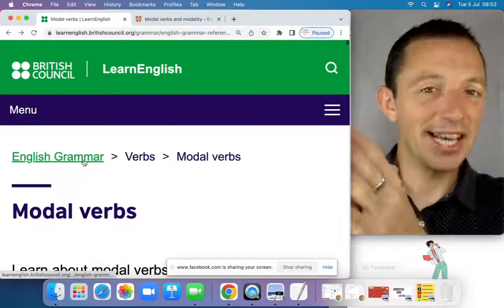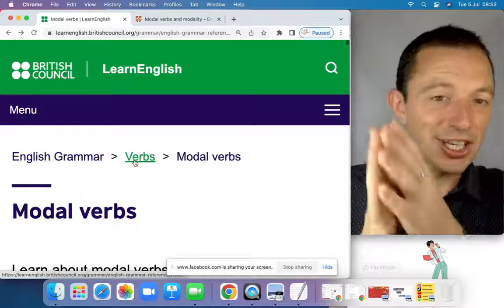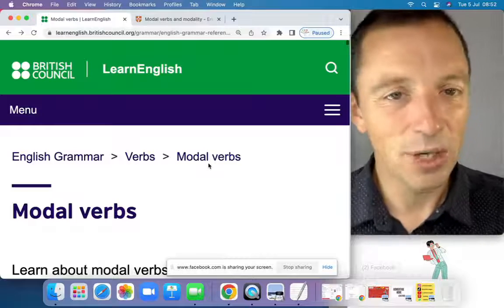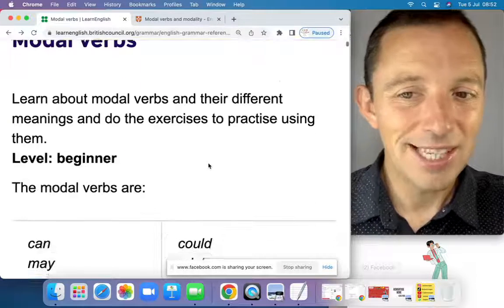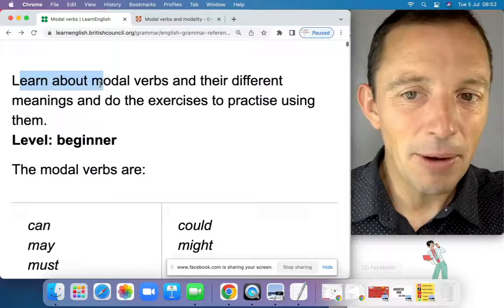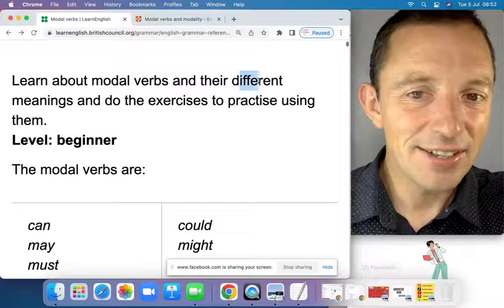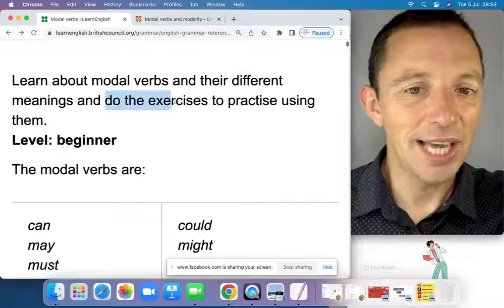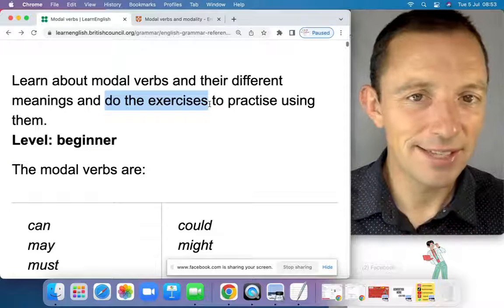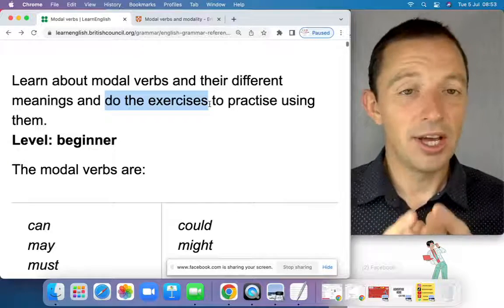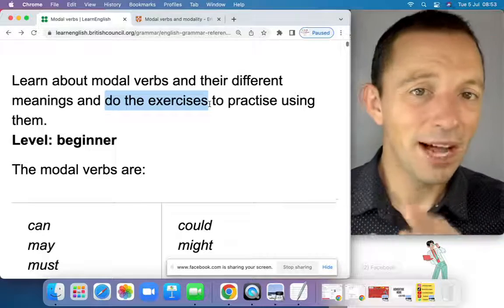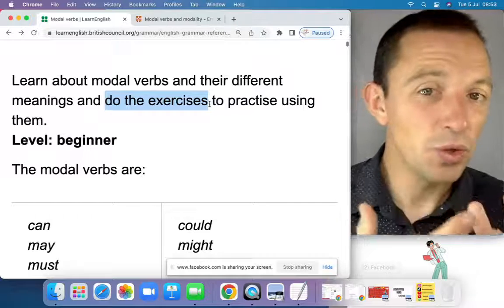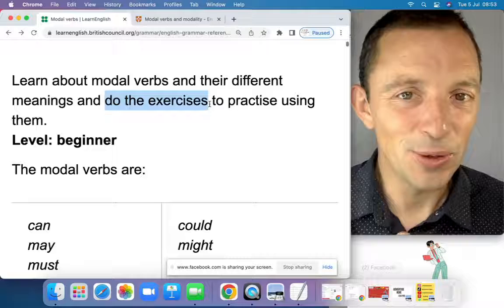You can see the section is English grammar, and specifically, we move to the section of verbs. Today, specifically, we move to the topic of modal verbs. Okay, so let's begin. Learn about modal verbs and their different meanings, the little differences between the modal verbs, and also do the exercises on this page to practice using them. First we will explain the modal verbs, when we use a modal verb and why we use a modal verb.